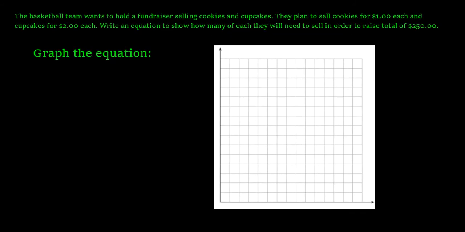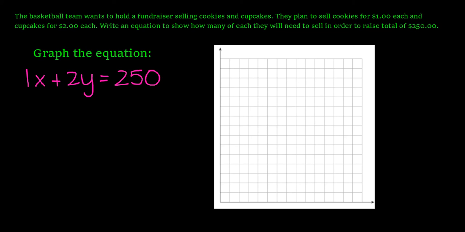Well, we need to be able to graph that equation. So let's think about what that equation was again. It's 1x plus 2y equals 250. And I need to graph that. Well, how can I graph standard form? We really have a couple of different options here. The easiest option for us is going to be to find the x-intercept and the y-intercept.